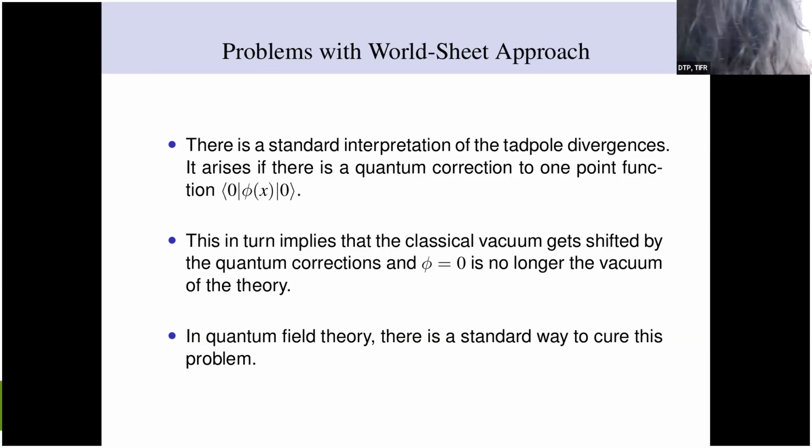The other thing is that you have the NS sector and the R sector, and you have to combine them all to get this. Individually, they are not supersymmetric. Specifically for the cosmological constant, you get infinity, so you will have to do infinity minus infinity.